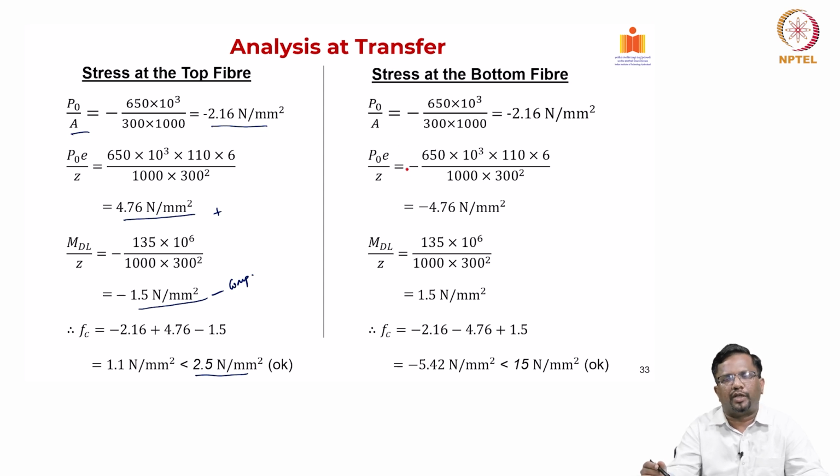We have done the analysis for stresses, so all the magnitudes remain the same. Now, this is in compression. The pre-stressing moment will produce compression at the bottom fiber, and the dead load is going to produce tension. If you add all of them, I get negative 5.42 megapascal, which is less than the 15 allowable value. So, we are satisfying the stress level. In fact, we are quite comfortably satisfying the stress limits.